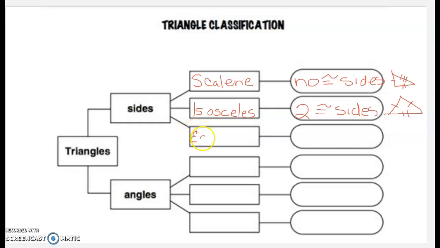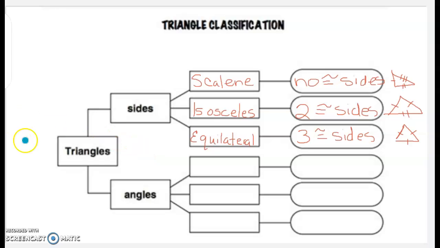And then we have equilateral. Equal meaning equal, lateral meaning sides, so that has all three congruent sides. Equilateral, all three sides are equal, and they would all three have the same marking.